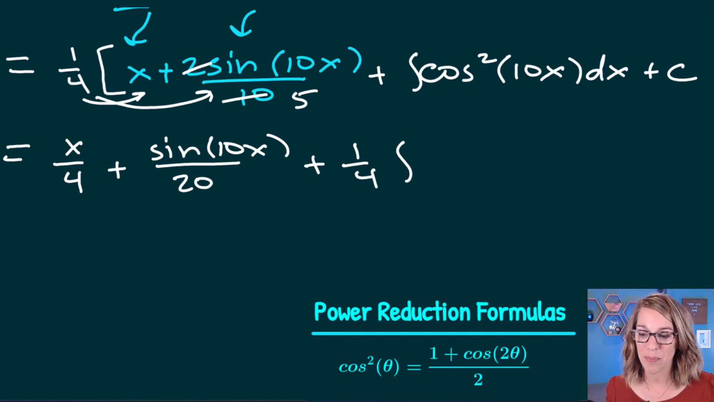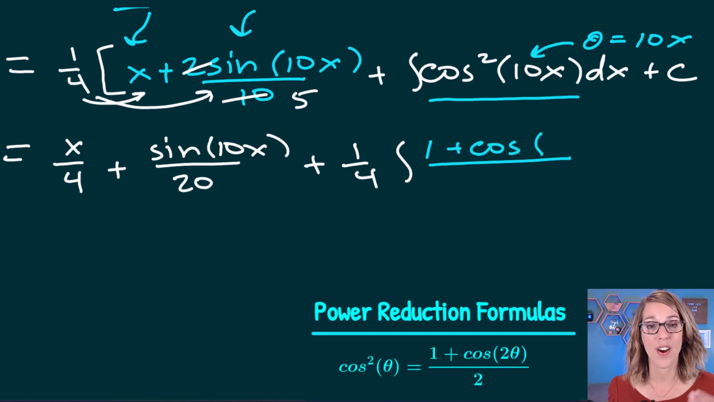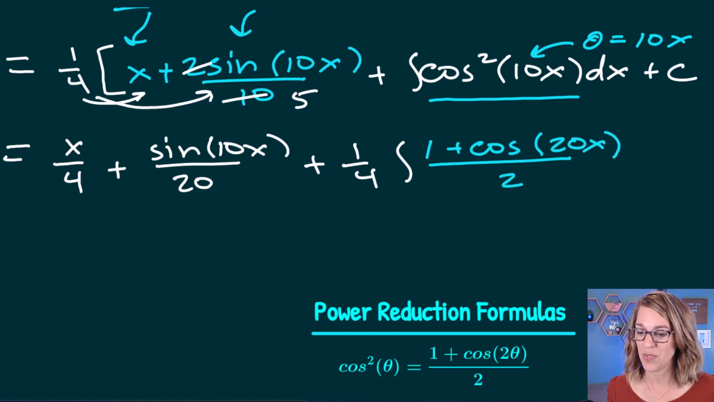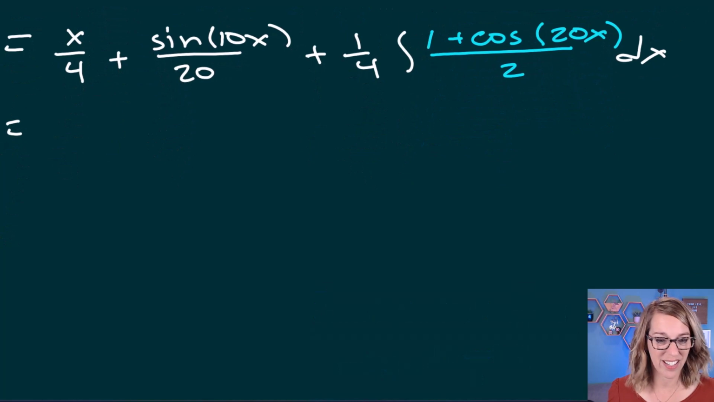Let's go ahead and apply that formula to our cosine squared. Now here, theta is equal to 10x. So when I get to the double the angle formula, I'm going to use a 10x. Okay, so we end up with 1 plus cosine of our angle doubled. So that's going to be 10 times 2, so 20x, all divided by 2, and there is a dx there. And I'm just going to drop my plus C for now. I'm going to keep all of this stuff.